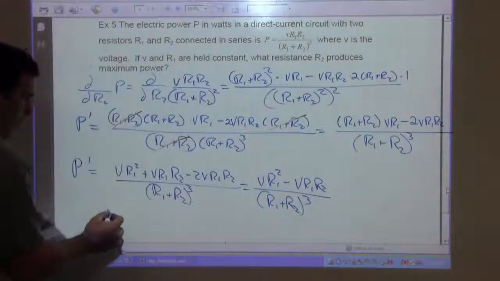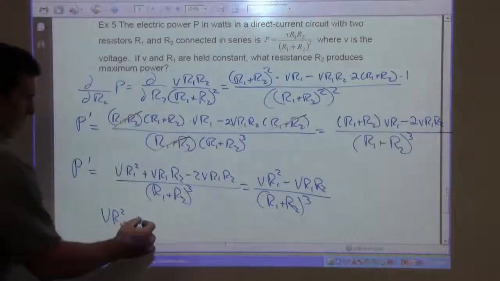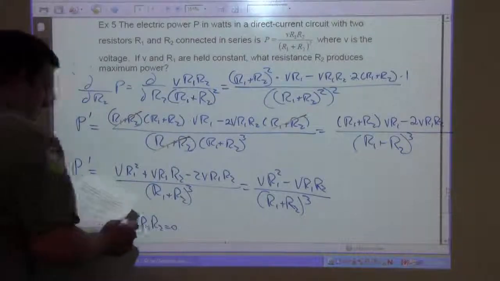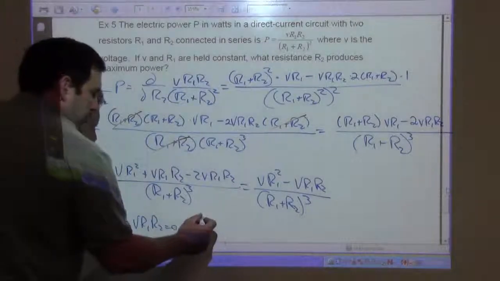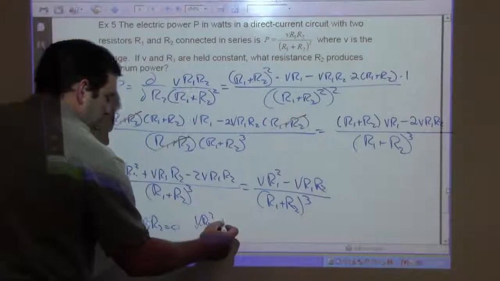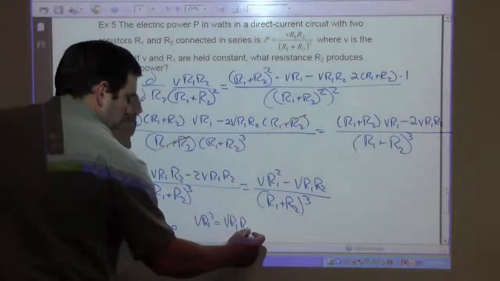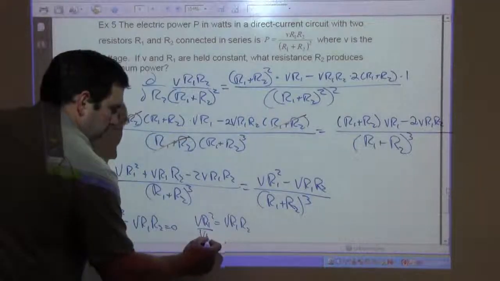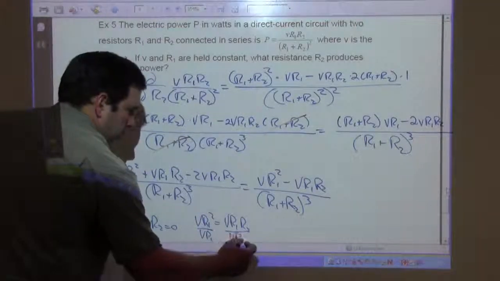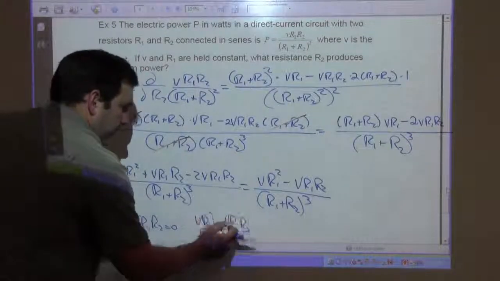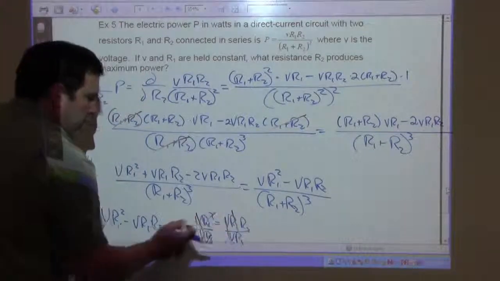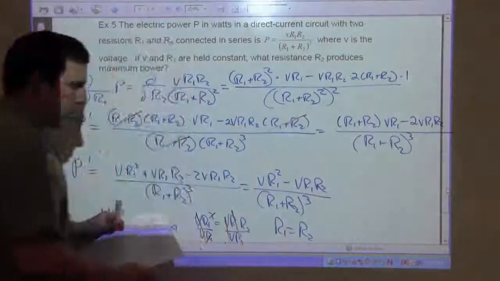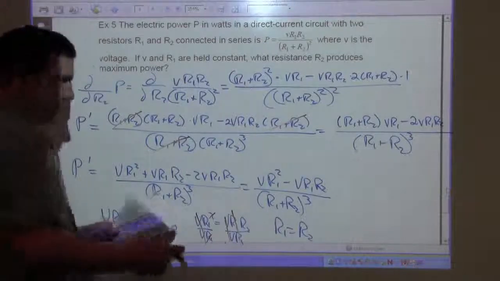Where is V R1 squared minus V R1 R2 equal to 0? That's where V R1 squared equals V R1 R2. If we divide both sides by V R1, the V's divide out, the R1's divide out, and we have R1 equals R2. So where the two resistors are equal, we have maximum power.